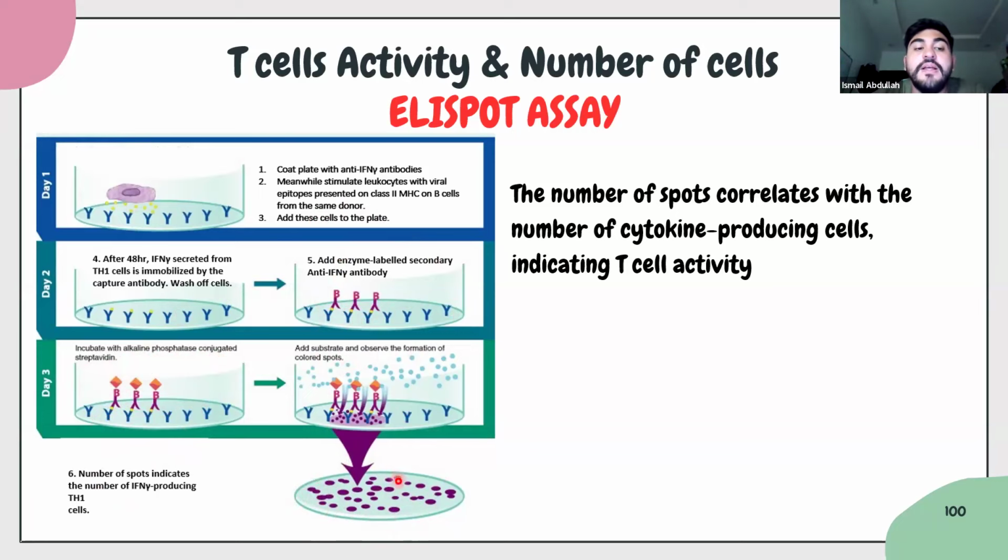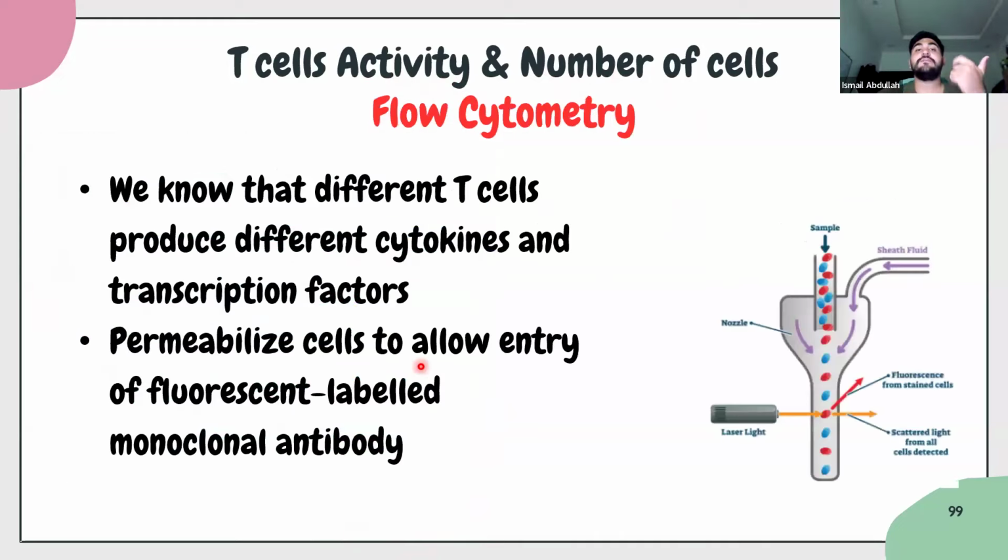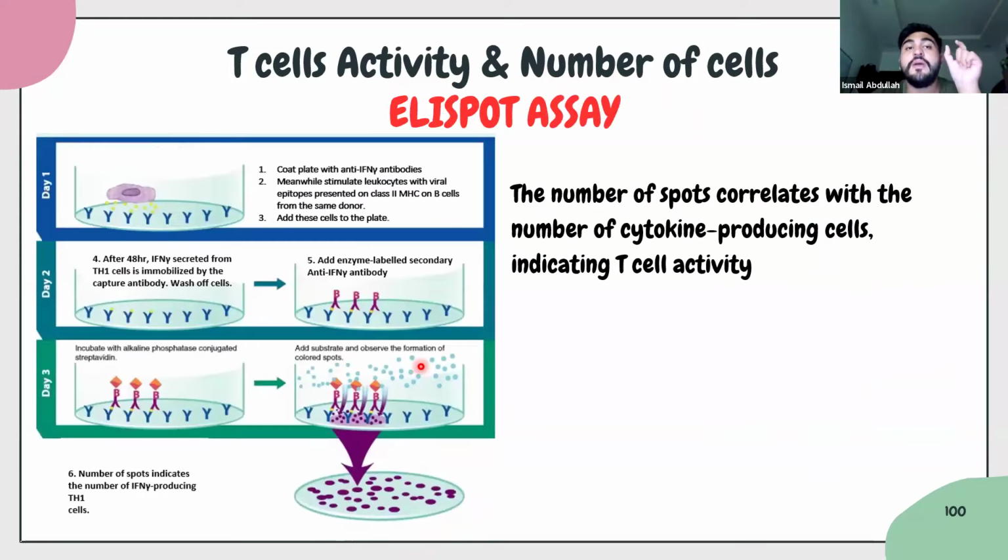What does this spot mean? This spot indicates the number of interferon gamma producing cells. Each spot tells you that this cell produced interferon gamma, that cell produced interferon gamma, and so on. This indicates the T cell activity as well as the number of cells. So ELISpot assay and flow cytometry both analyze T cell activity and number of cells.